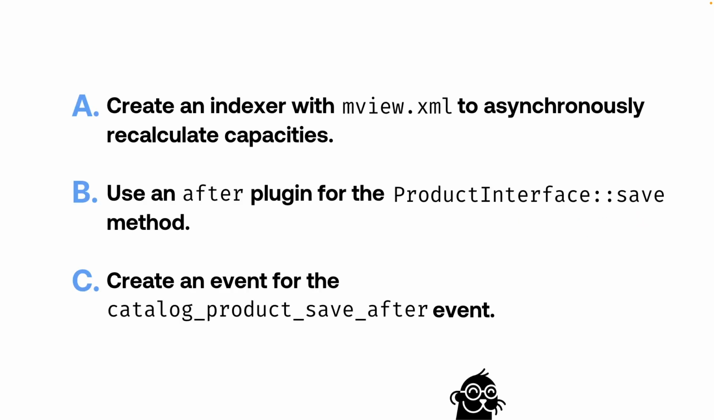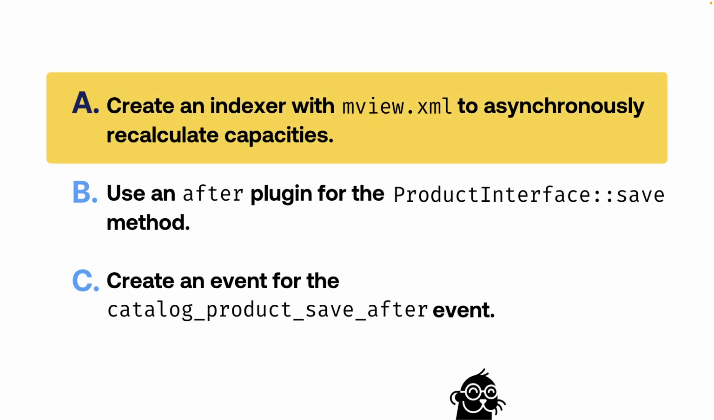All right, a couple of right answers here. Most everyone, I'll just say right now, chose A. That's what I was thinking as well. Create an indexer with mview.xml to asynchronously recalculate capacities. We have a couple options. We can either use an after plugin or C, we can also use an event. So all that to say, yeah, we're pretty much on the same page with that.